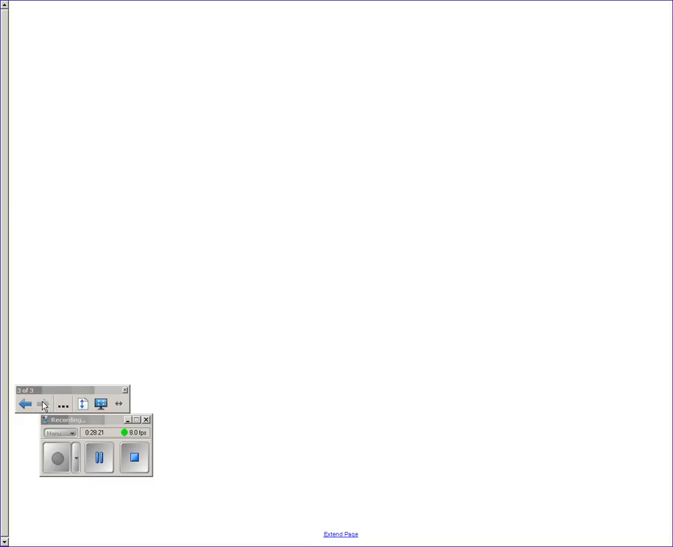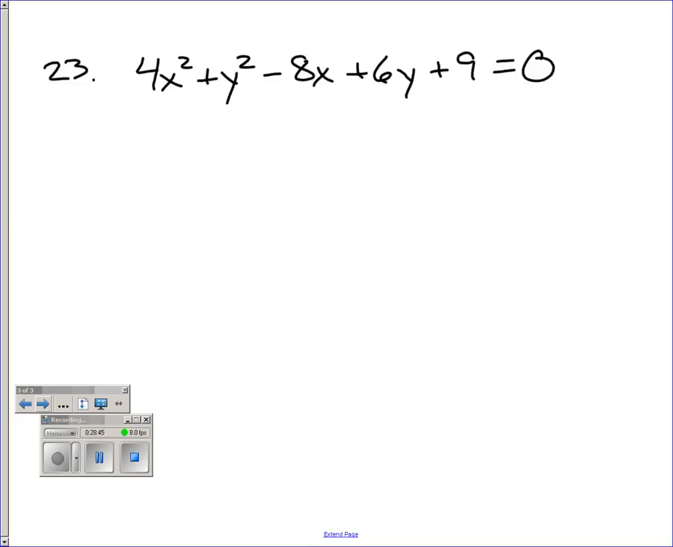Let's do 23. 23 has this: 4x squared plus y squared minus 8x plus 6y plus 9 equals 0. All right. Once you have it written down, as it is in the textbook, we've got to go through and start grouping by our variables.